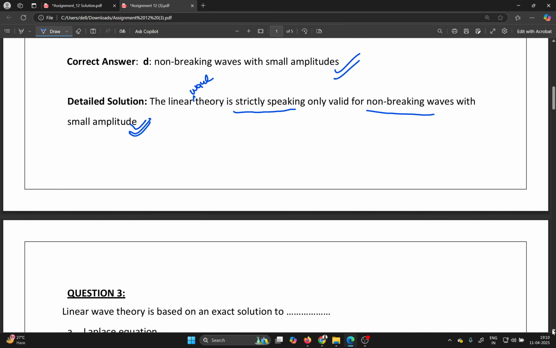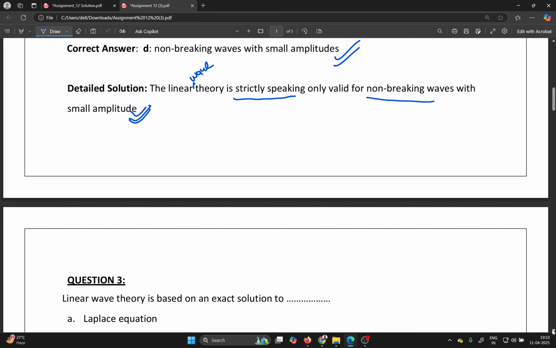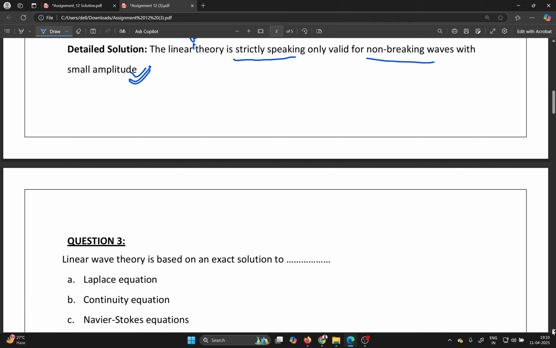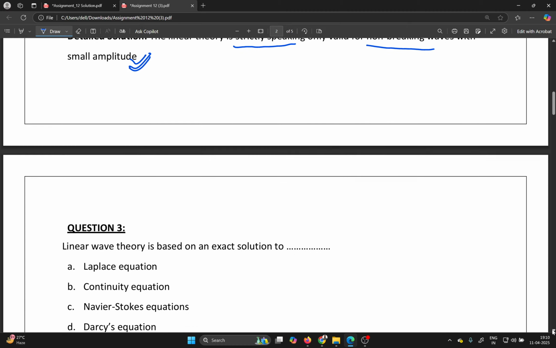Linear wave theory is based on an exact solution to the Laplace equation, continuity equation, Navier-Stokes equation, and Darcy's equation. So which option should be correct for question number 3? Linear wave theory.